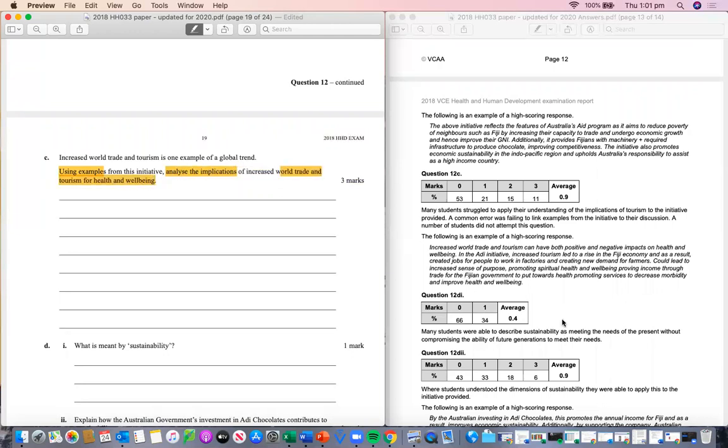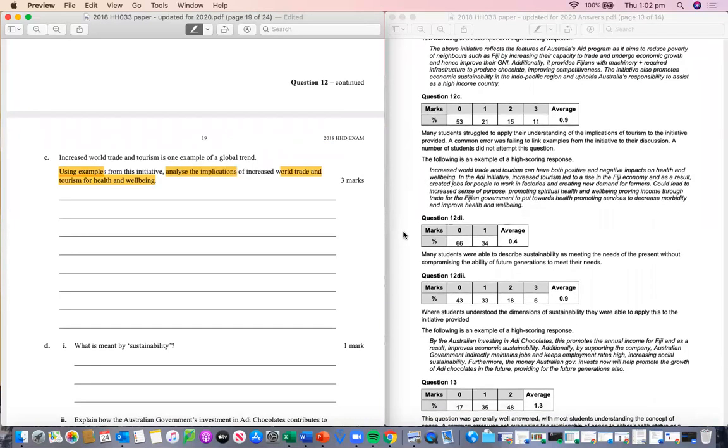Okay, key things here. So average mark, 3 marks, okay, was 0.9. So again, a lot of people got 0. Okay, so many students struggled to apply their understanding of the implications of tourism to the initiative provided. Common error was failing to link examples from the initiative to their discussion. A number of students did not attempt this question. So to go through it, increased world trade and tourism can both have positive and negative impacts on health and well-being.